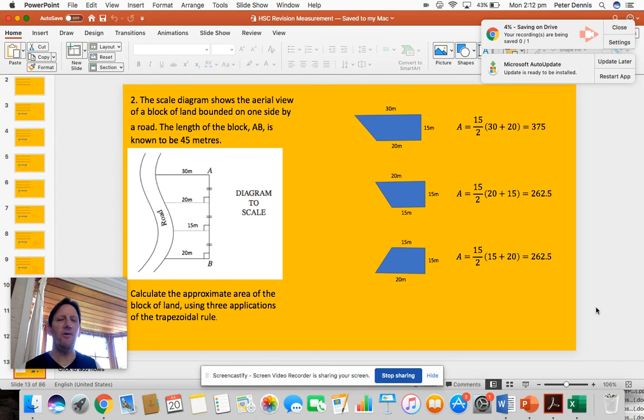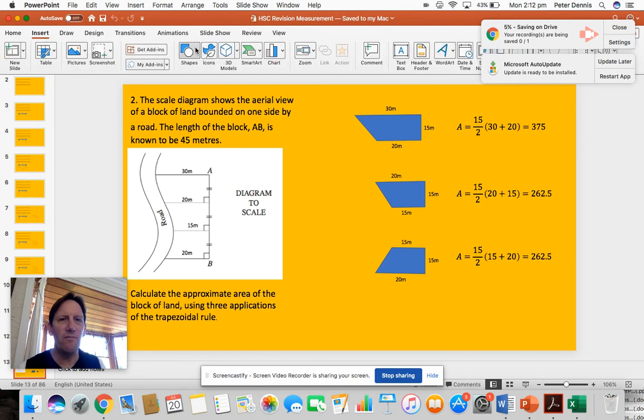Worst case scenario, if you couldn't have remembered or found the trapezium formula, the trapezoidal rule, you could have actually broken these up into rectangles and triangles. So this one would have been 20 times 15. If we'd broken it up there, let me show you what I mean by that.